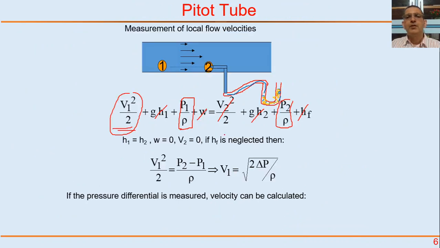Okay. Now I can take this tube up and down, and the pressure difference that I register, I will get local values of velocity. So this pitot tube is used to measure local values of velocity.